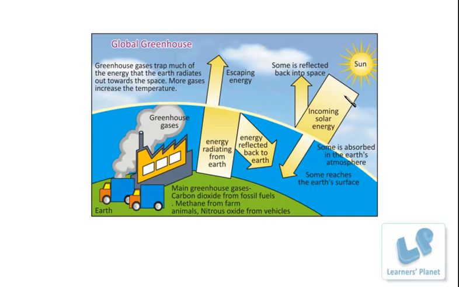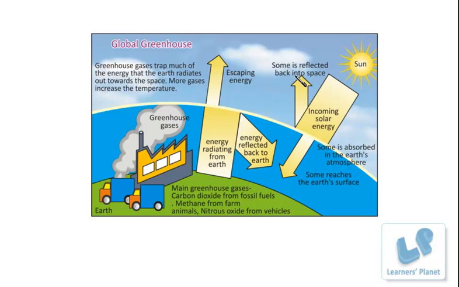This is the incoming solar energy. The solar energy comes in, but when it is escaping out, what happens? These gases absorb the energy radiating from the earth, and this energy is reflected back to the earth. See, this much energy is radiated from the earth, but a very small amount of it escapes out. The rest remains in the atmosphere.